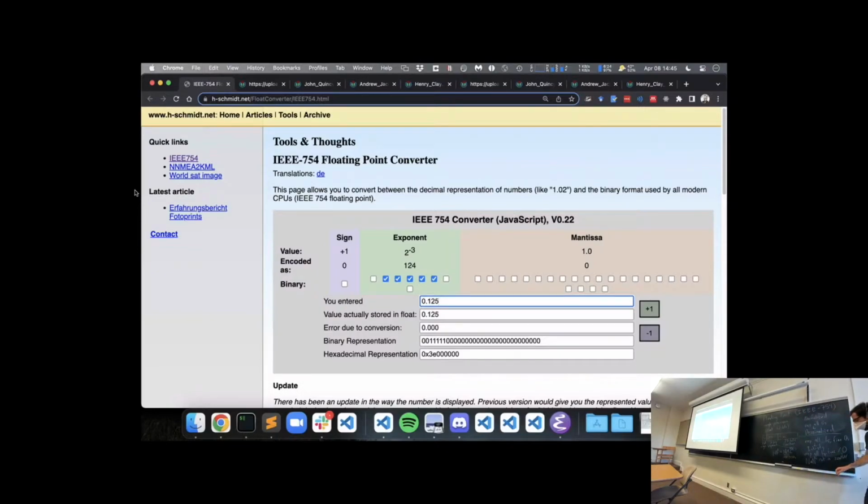Typically, unless we're very concerned about memory, we would want to use the double type, which is the 64-bit representation, because that's going to give us a much bigger range of numbers and significantly less error. That adds 3 more bits to the exponent and almost 30 more bits to the fraction.